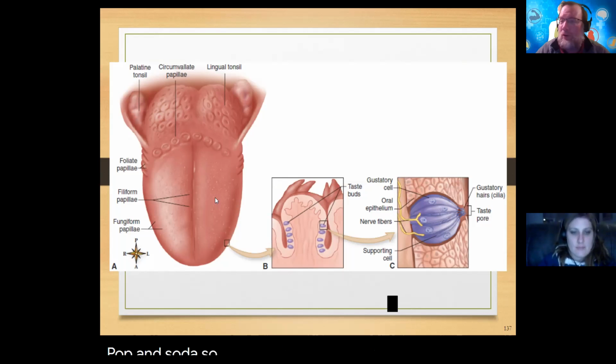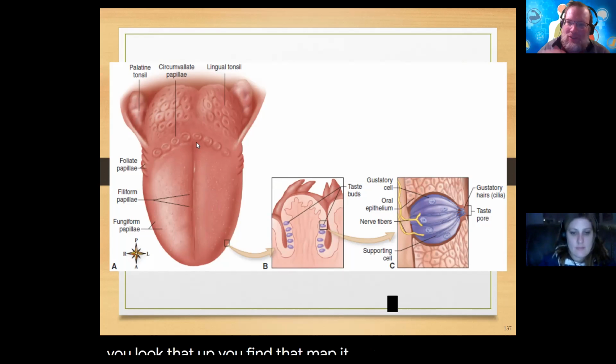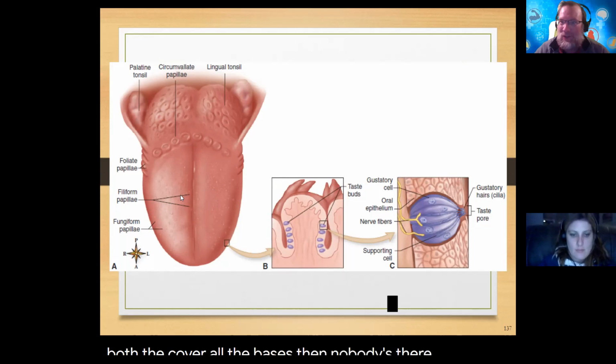So anyway, there are a few others too. But yeah, if you look that up, you find that map. It's kind of cool. It breaks down the percentages and what regions say what. But yep, so some say soda pop. They just cover both. They cover all the bases. Then they can't tell where you're from. Right, from Mars.